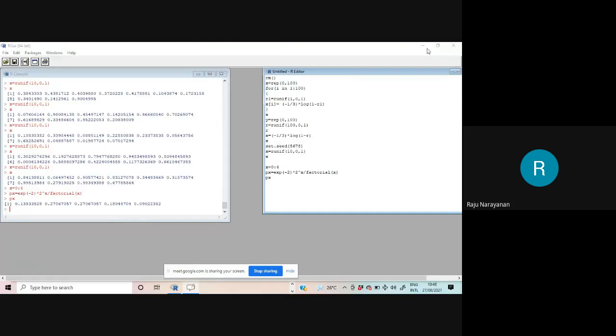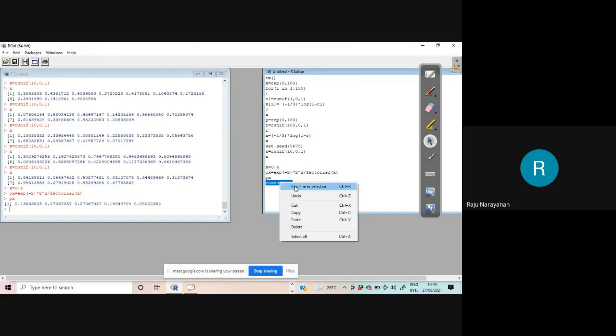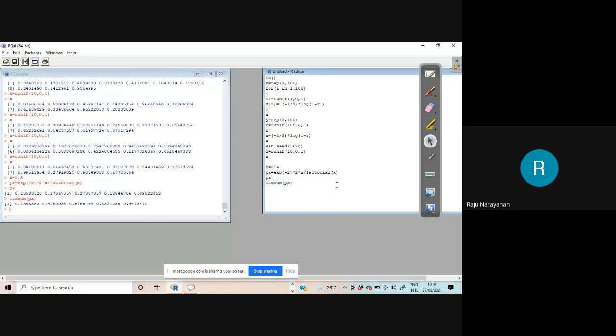What is the easy way to get cumulative probability? Cumsum of px. For cumulative product, cumprod. Yeah, 0.1353, the sum of the first two values, the sum of the first three values, etc.